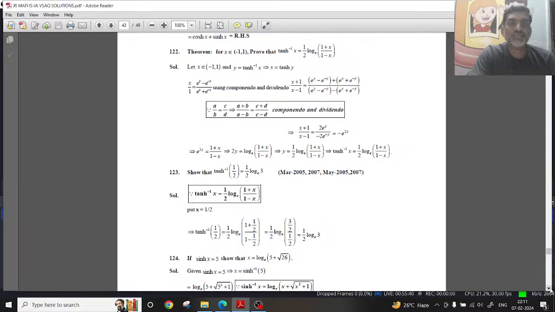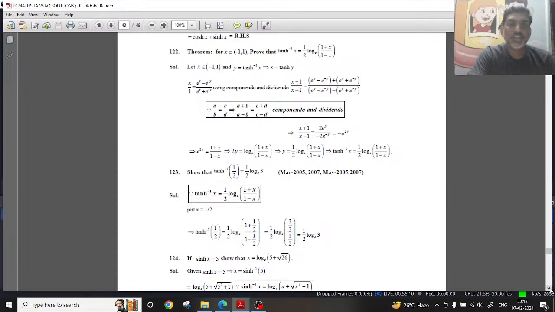So tan h inverse of x is equal to y, we are taking, and here x is equal to tan hy. Write down the tan hy formula: e power y minus e power minus y divided by e power y plus e power minus y. Apply componendo dividendo. Questions related to componendo and dividendo are also important, sir. So apply that rule and simplify. Directly you are getting e power minus 2y.